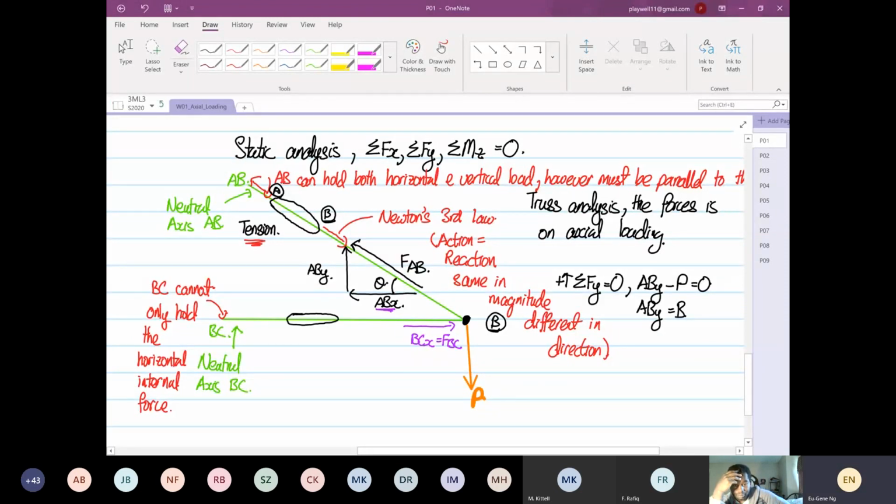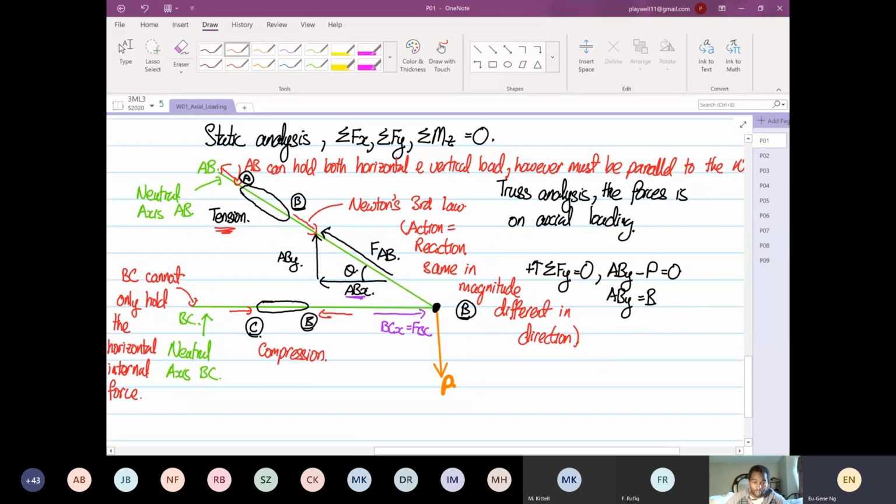So this is your member BC. Again, you apply Newton's third law. Action is equal to reaction, same in magnitude, different in direction. So that's where member BC is in what? Compression.